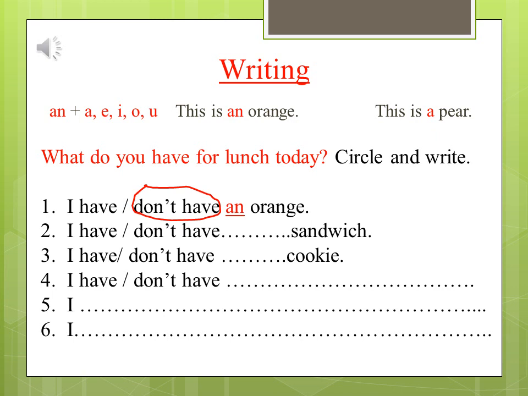Okay, now you look at the exercise. Circle and write. Các con nhìn phần bài tập, bây giờ các con khoanh tròn vào từ have hoặc là don't have và viết từ còn thiếu vào chỗ trống nhé. Các con khoanh từ have hoặc là don't have, từ nào cũng được hết. Và các con nhớ viết từ vào chỗ trống. Từ còn thiếu trong chỗ trống đó là từ an hoặc là từ a. Nha các con. Các con mở sách tiếng Anh trang 65 để làm bài tập này nhé.